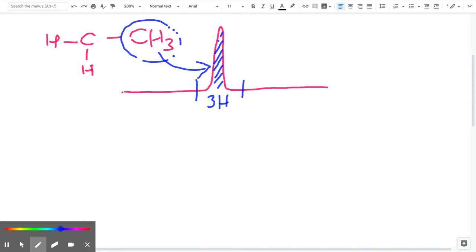Okay, so take the CH3 peak again. In the previous example, we looked at it when the CH3 was adjacent to a single hydrogen. But in this example, we're going to put it next to two hydrogens and see what difference that makes to the spectrum.